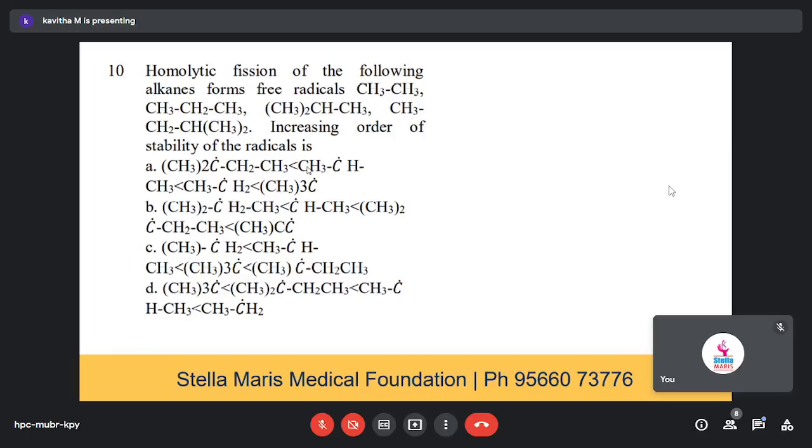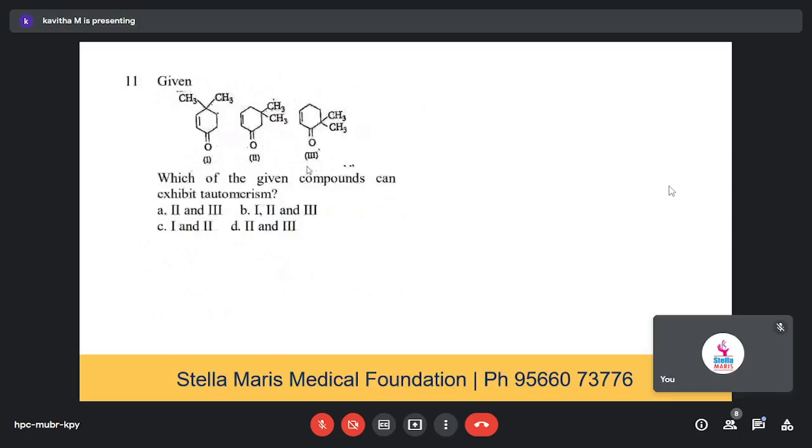Option D. Option D is the correct answer. Tertiary, secondary. See, that is also a tertiary one. And next you have the secondary, and finally you have the primary. Yes. Given structures 1, 2, 3. Yes, ma'am?